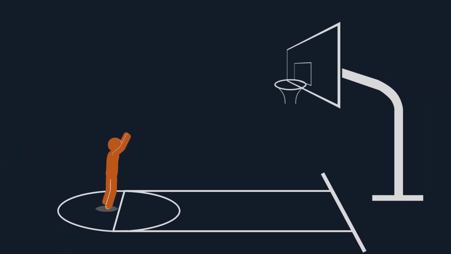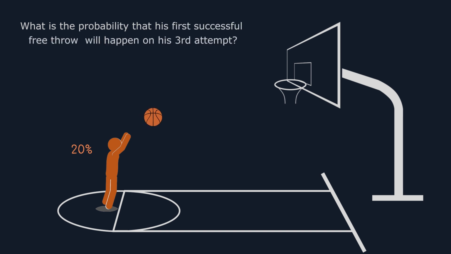Imagine a young basketball player practicing free throws. He's still learning, so his free throw success rate is just 20%. Now, what's the probability that his first successful free throw will happen on his third attempt?